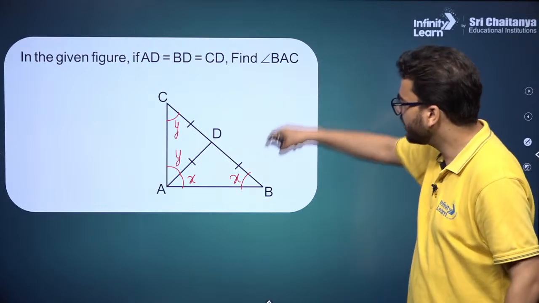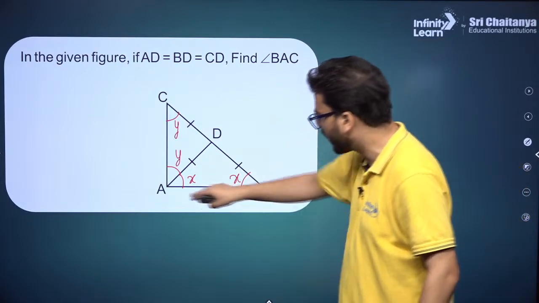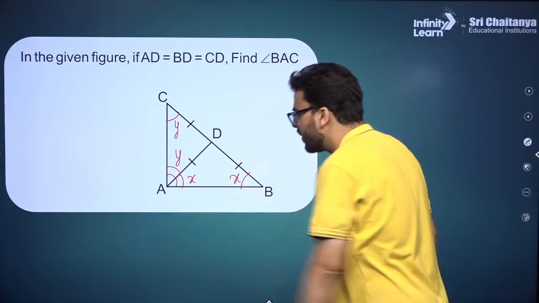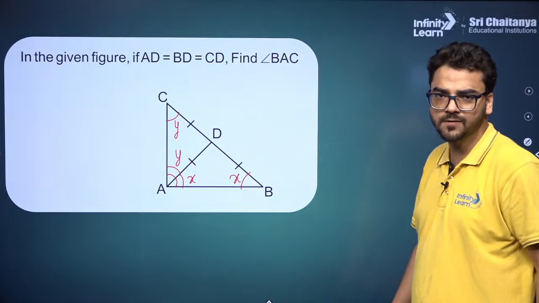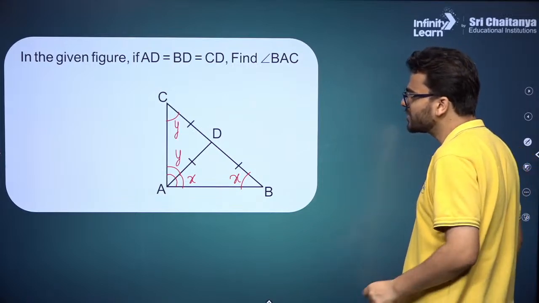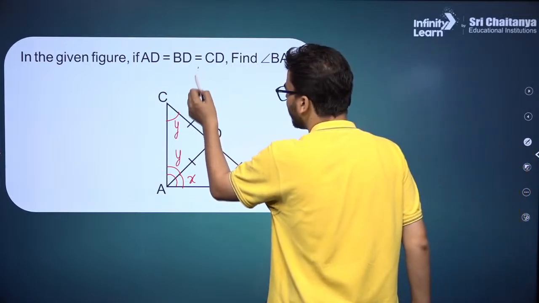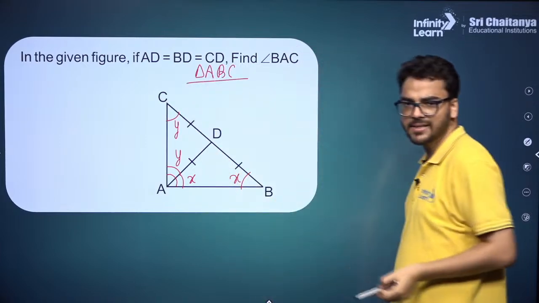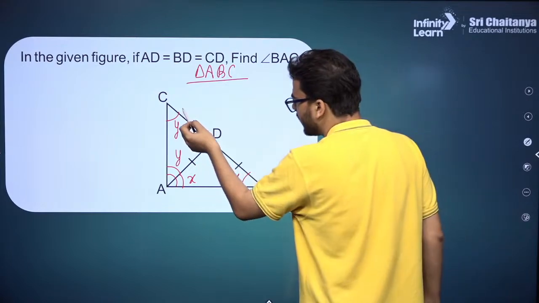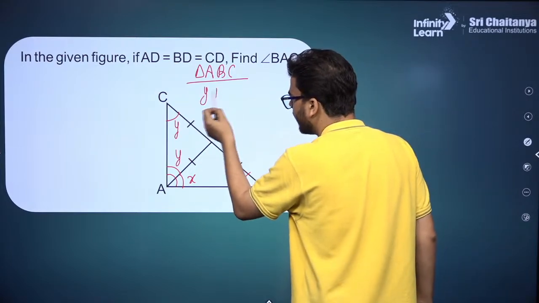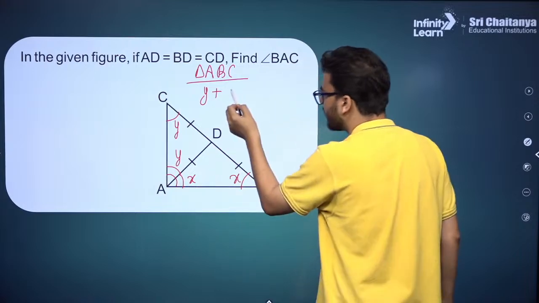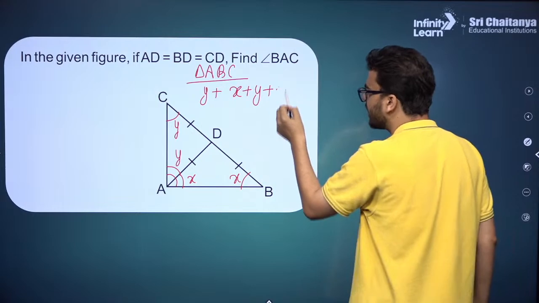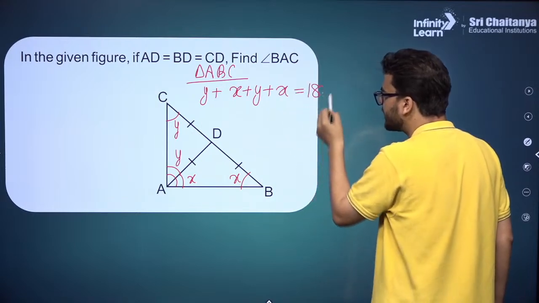Now we have to find the value of angle BAC over here. It means we have to find the value of x plus y, because BAC is nothing but x plus y. So can I not just use the angle sum property in triangle ABC? You just have to use the angle sum property in triangle ABC. Now you see, this is y, this total is x plus y, this is x again. So this is nothing but 180 degrees.